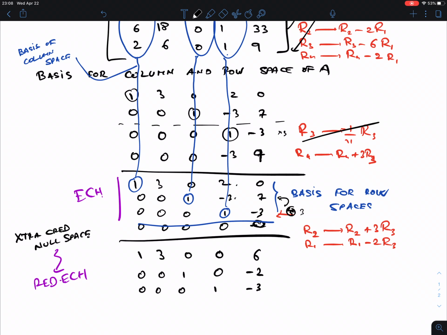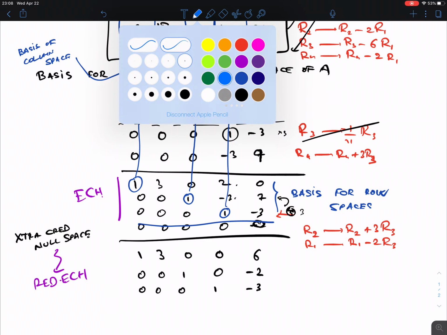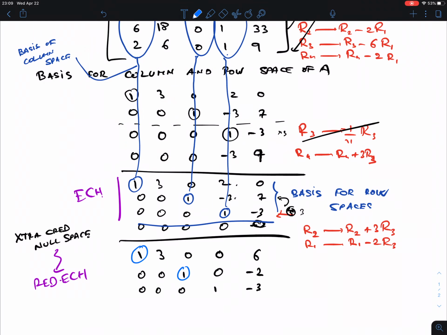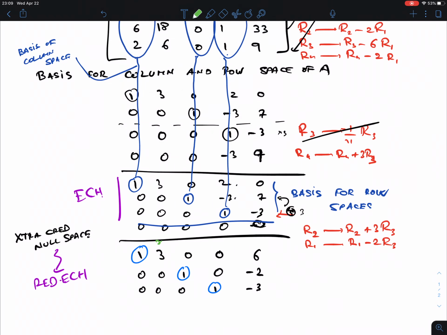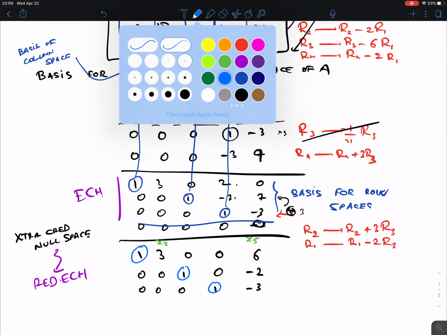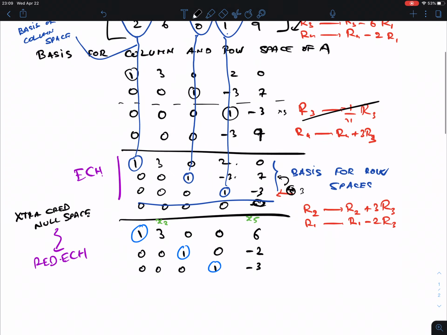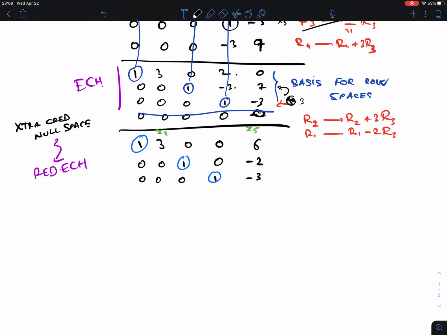Great. So we still have the same pivots. Let me mark them one more time. These are my 3 pivots. That tells me that the other 2, x2 and x5, are my free variables. So I have to now write all the variables in terms of these free variables. And that is, one more time, right? There's an x1 here, there's an x3 here, an x4 here.